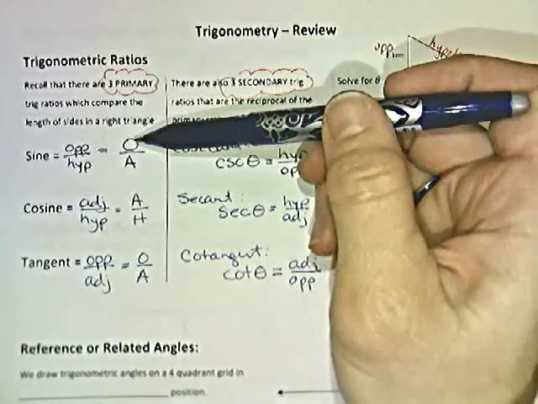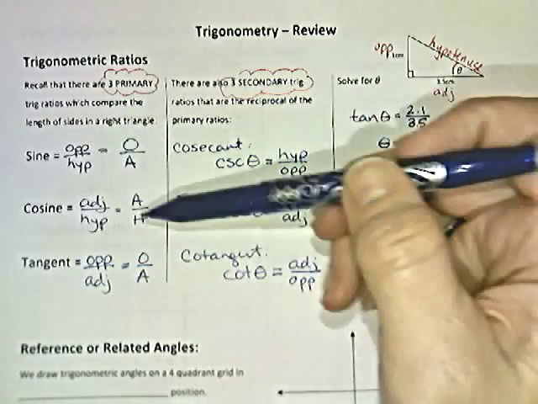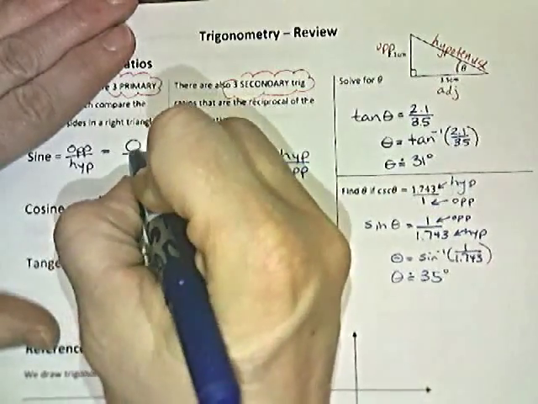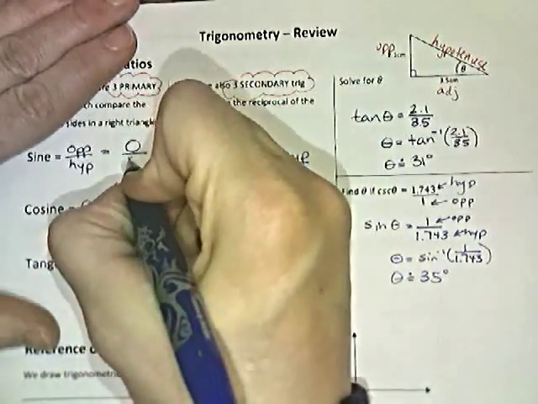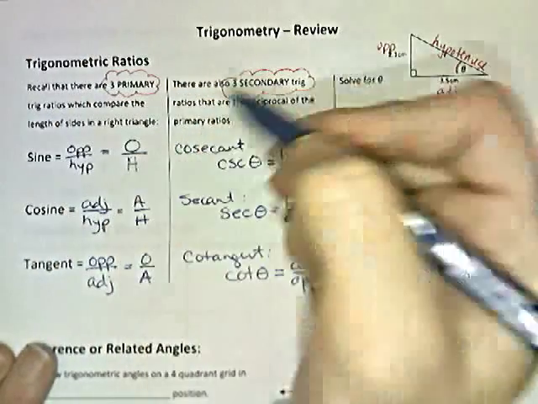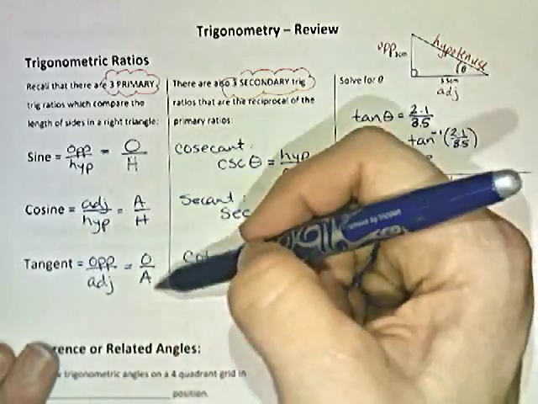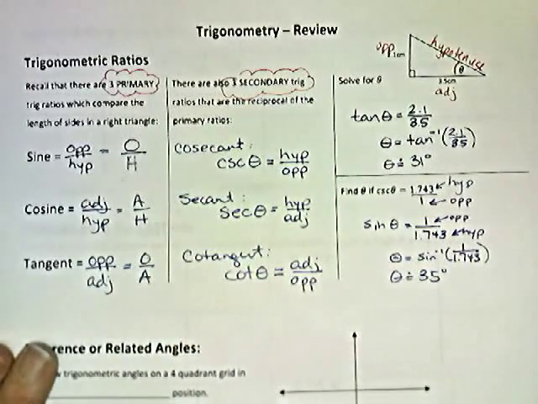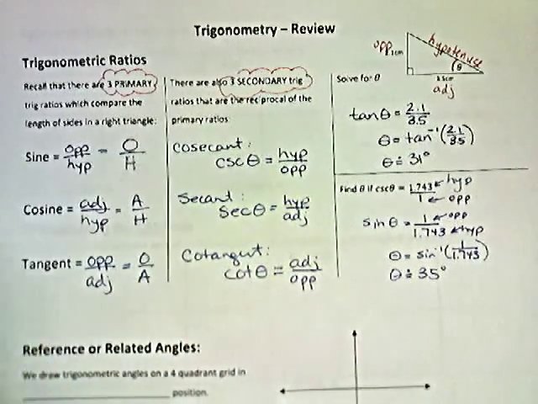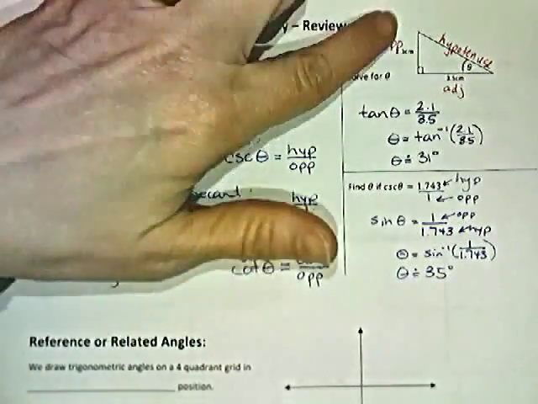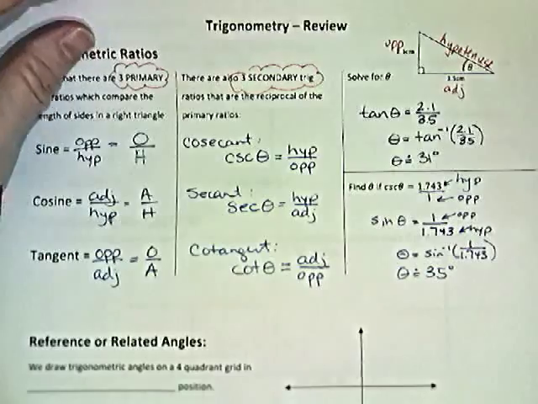Now, you simply need to remember your opposite over adjacent. Oh, my goodness. This should have been hypotenuse. Opposite over hypotenuse, adjacent over hypotenuse, opposite over adjacent. The whole SOHCAHTOA is one way of remembering it. There's lots of different mnemonics that you can remember that with. Primary, secondary trig ratios used in right-angled triangles.